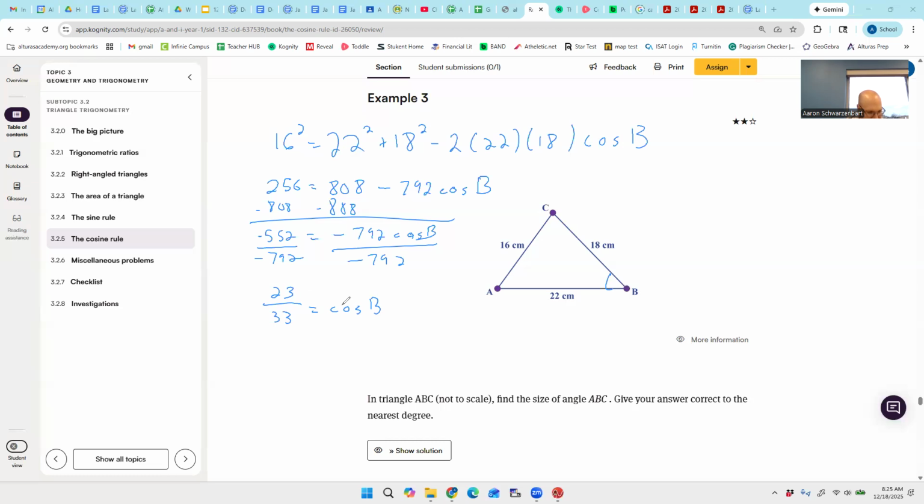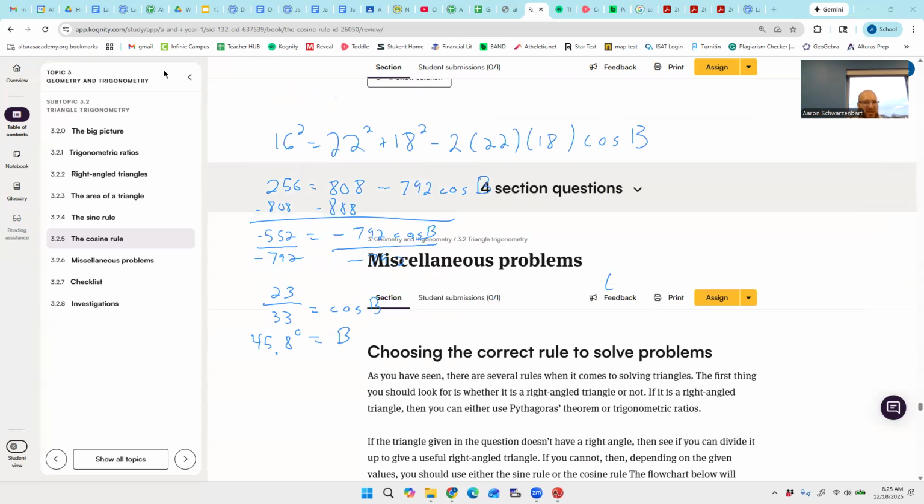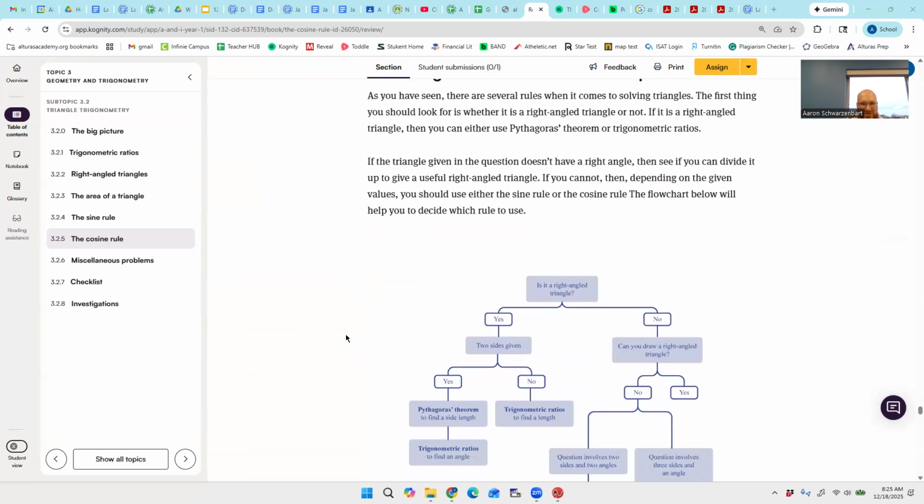Yeah, I solved them already. 45.8 degrees. So you've done all of this before. Choosing the correct rule to solve the problem.